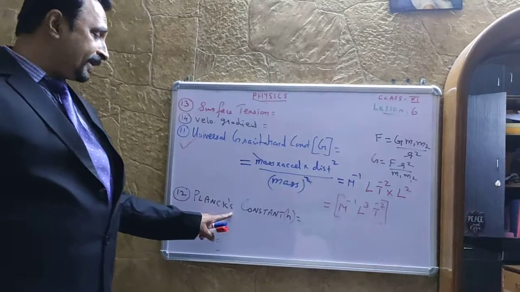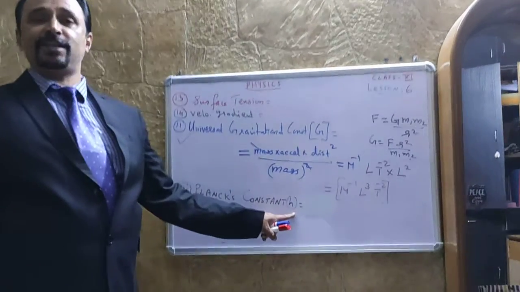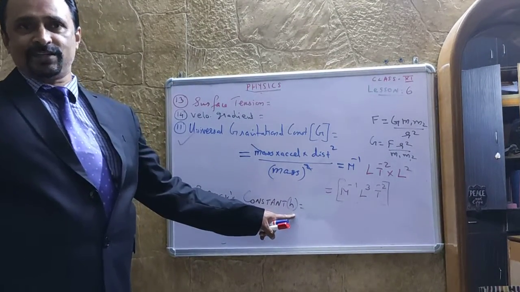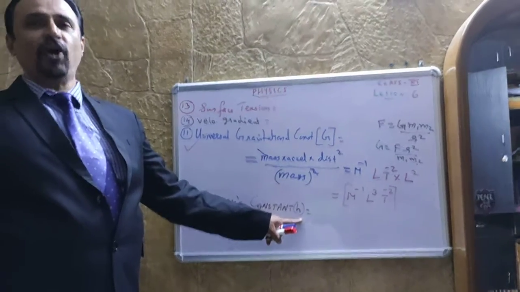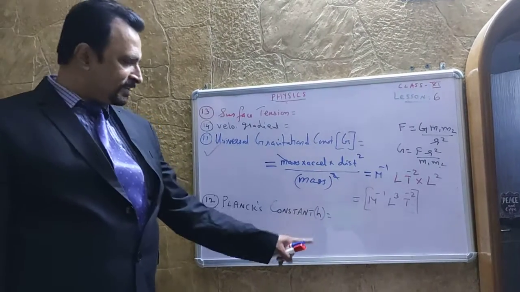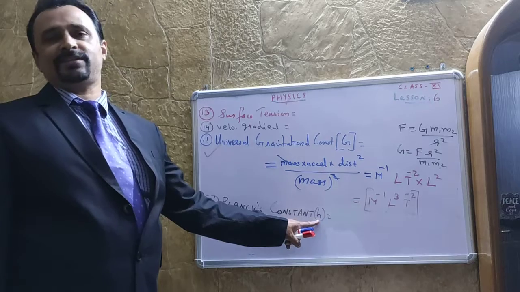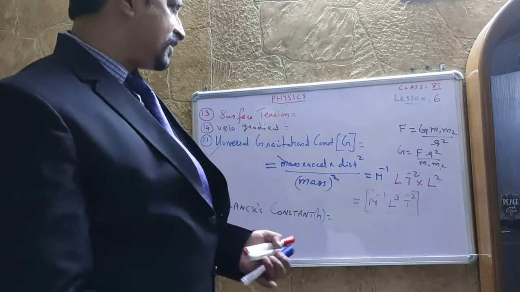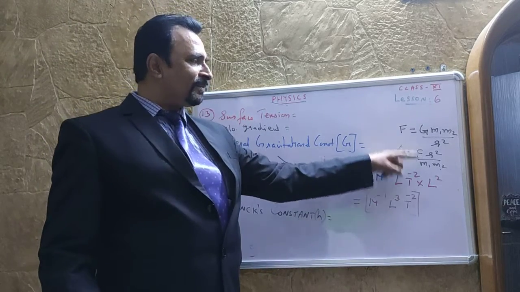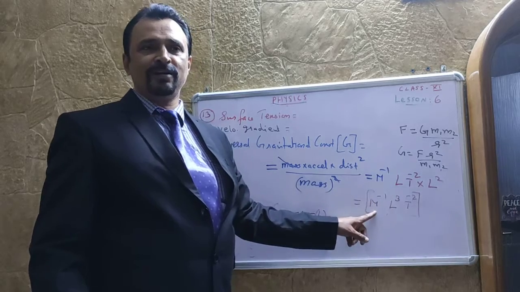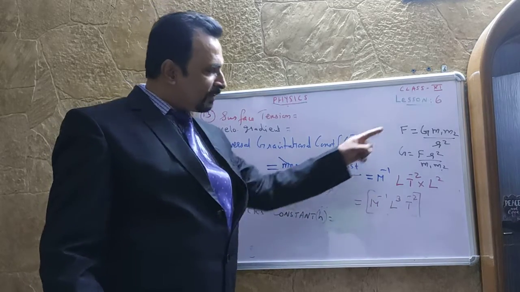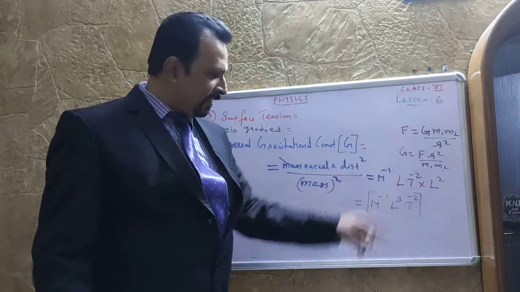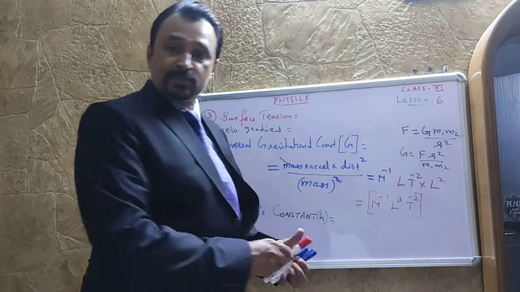That is called Planck's constant. Planck is the name of the scientist. Constant, just like universal gravitational constant. It is also a constant. And the symbol for Planck's constant is h. Now, what is the meaning of Planck's constant? If you know the definition, easily you can write the dimensional formula. Because for universal gravitational constant, you have to write the meaning of gravitational constant. Similarly, what is the meaning of this Planck's constant?